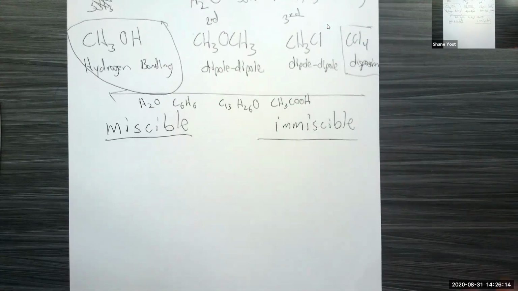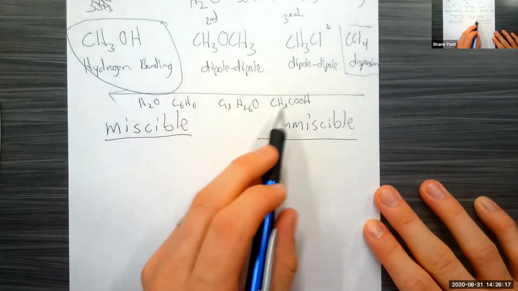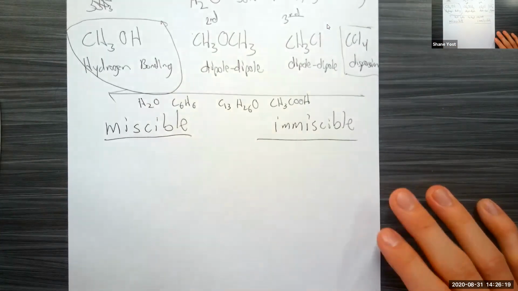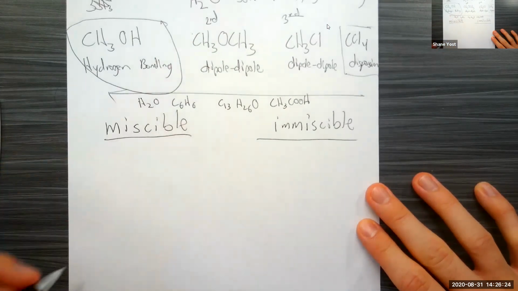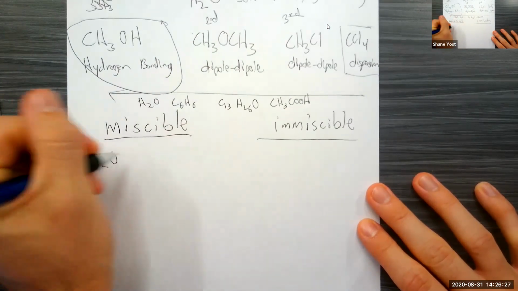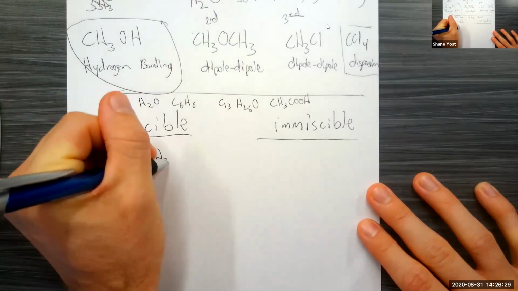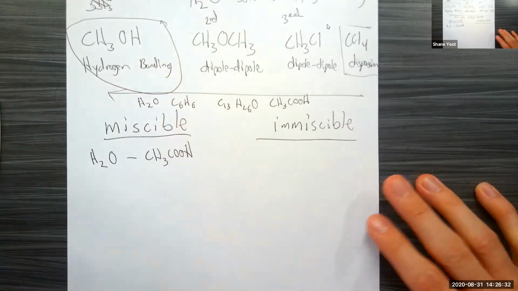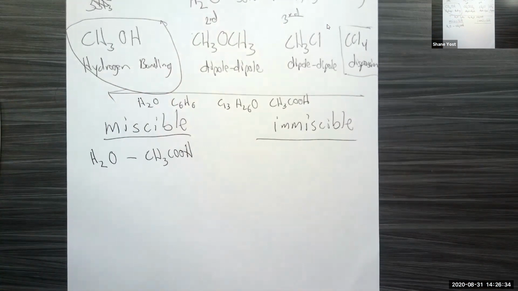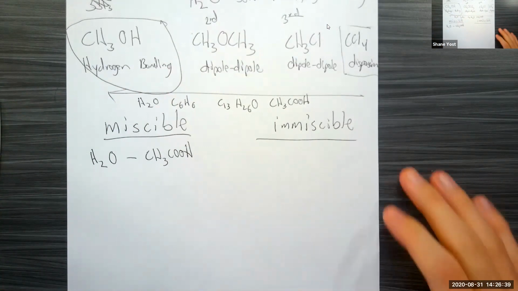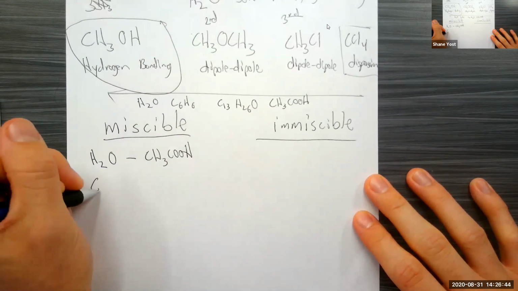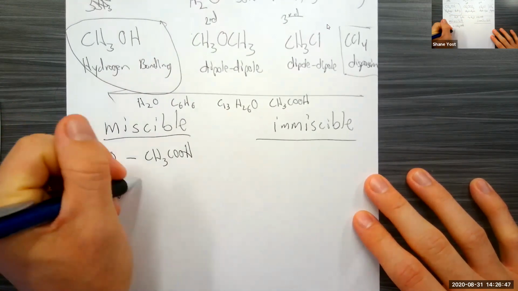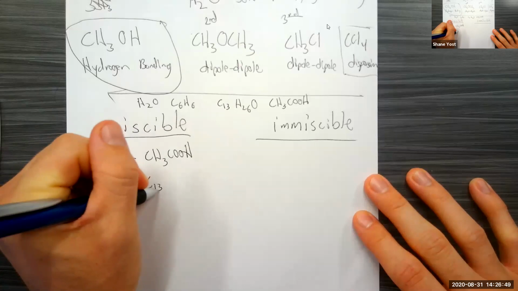So I have my 4 different liquids here. I'll start off with some of the more straightforward ones. For example, miscible liquids, you'd have things like H2O with CH3COOH. Both these molecules have hydrogen bonding, so they will mix very readily with each other. Same on the miscible side, you have C6H6 with C13H26O.